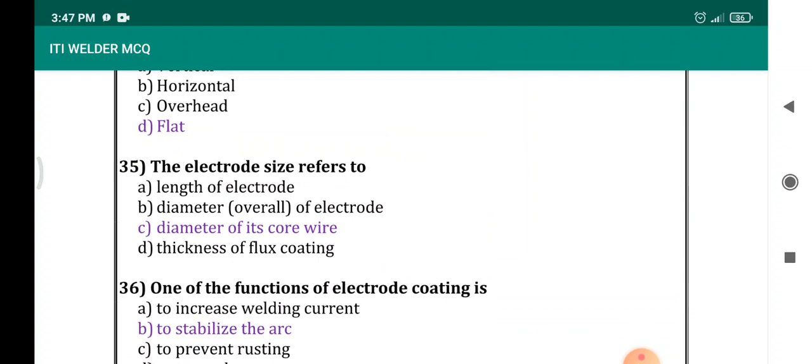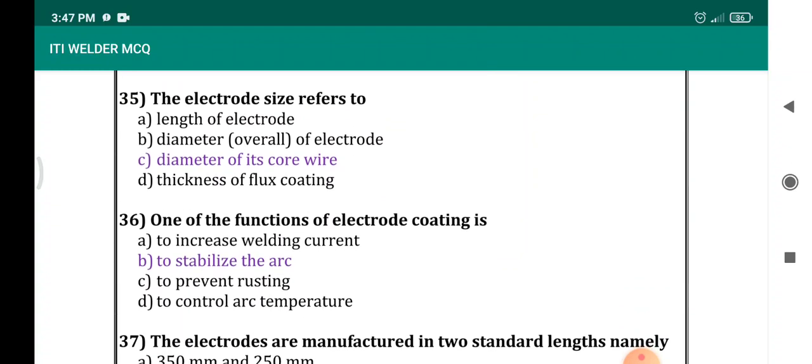The electrode size normally refers to the diameter of the wire. The length of the wire may vary, so the diameter of the wire will be specified by the electrode size.